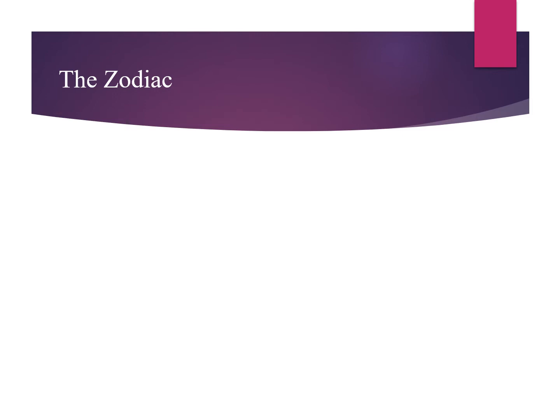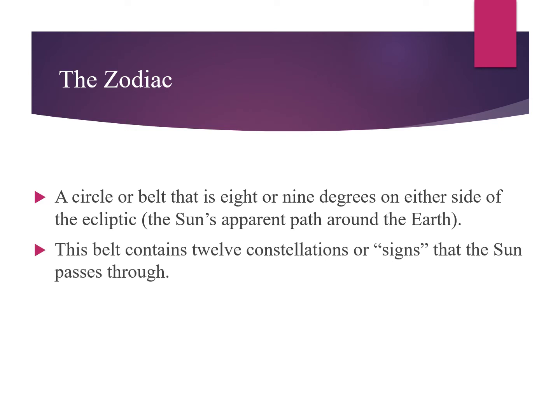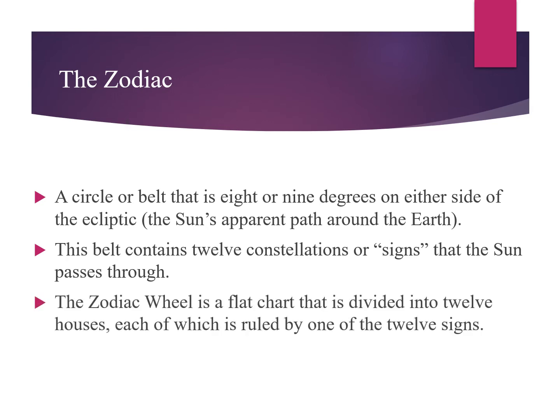So like I said, this part of the video is going to be about the zodiac. And the zodiac is a circle or belt that is 8 or 9 degrees on either side of the ecliptic, which is the sun's apparent path around the earth. That belt consists of 12 constellations or signs that the sun moves through on its journey throughout the heavens. Now, the zodiacal wheel is a flat chart that is divided into 12 houses, each of which is ruled by one of the signs, which houses we'll be discussing in a later video.